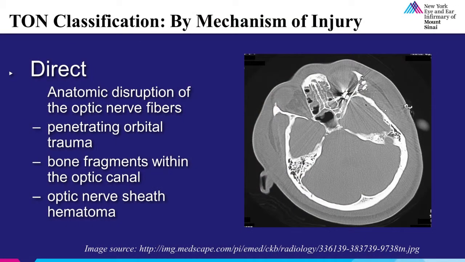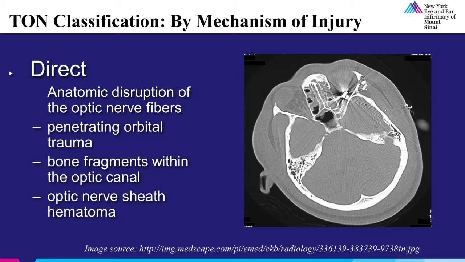There are two mechanisms of injury in traumatic optic neuropathy, direct and indirect. Each of these two categories can then be subdivided into anterior and posterior locations. Regarding direct injury in traumatic optic neuropathy, there is anatomic disruption of the optic nerve fibers. Most commonly, this occurs with penetrating orbital trauma.